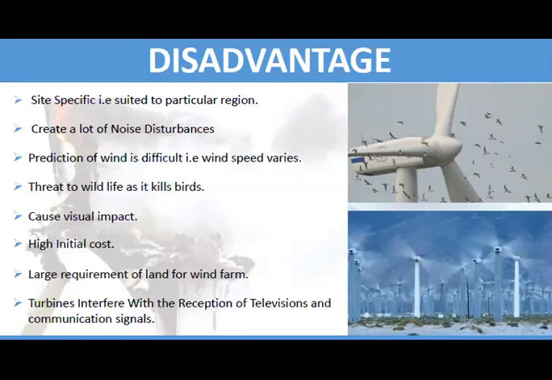We have to take precautions. It causes visual impact, has high initial cost, requires large areas of land for wind farms, and turbines interfere with the reception of televisions and communication signals. So the signals may break down due to these turbines. So we have to take care when we are installing these turbines. So these are the disadvantages of using wind turbines.